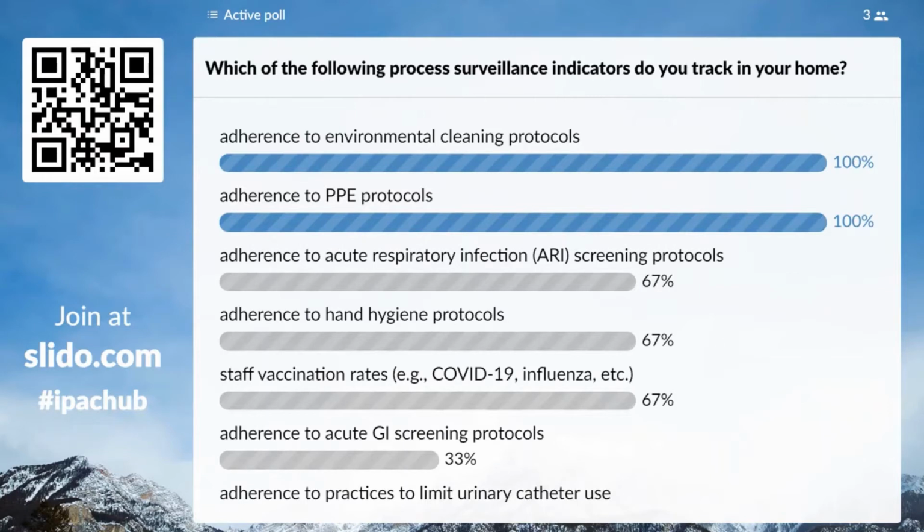Okay, it looks like most of the homes are doing environmental cleaning audits, so adherence to environmental cleaning protocols and adherence to PPE protocols. That's great information to have. And just to keep that in mind while we go through the different cycles, just remember what your home's doing and how you can improve that or add on to that would be a good idea.